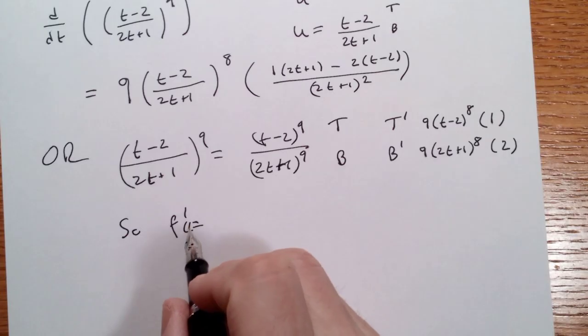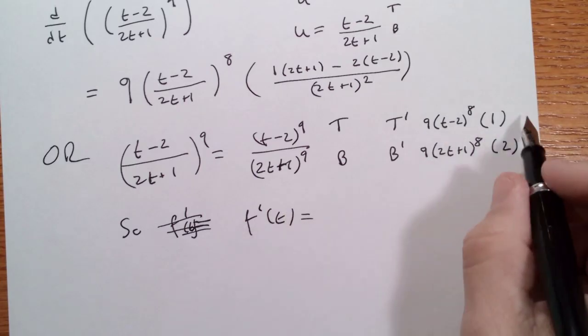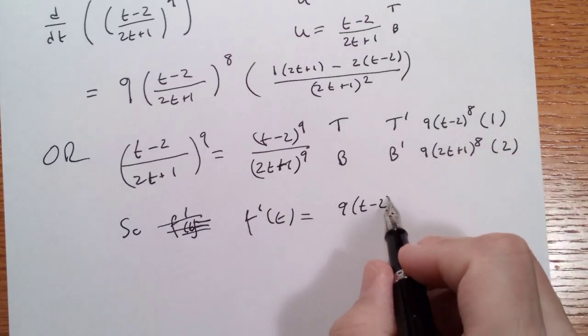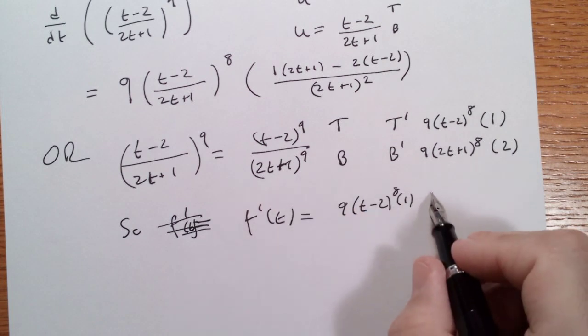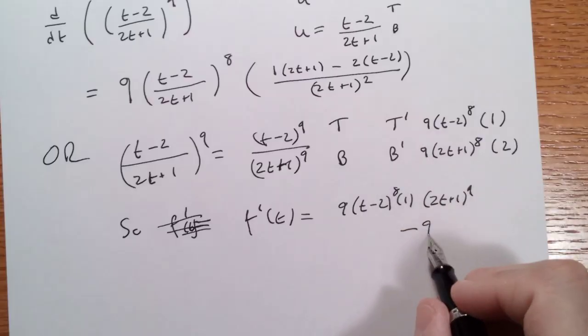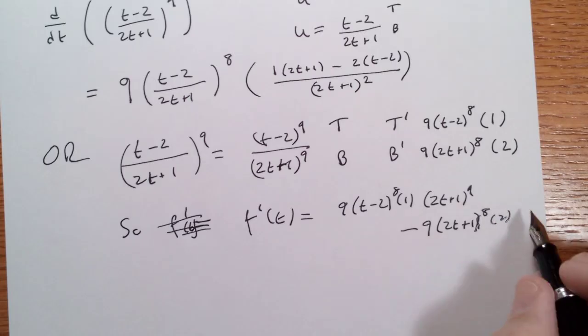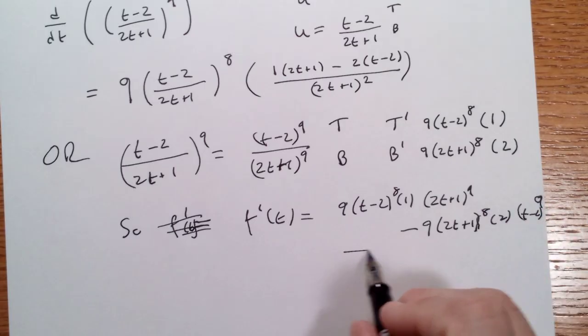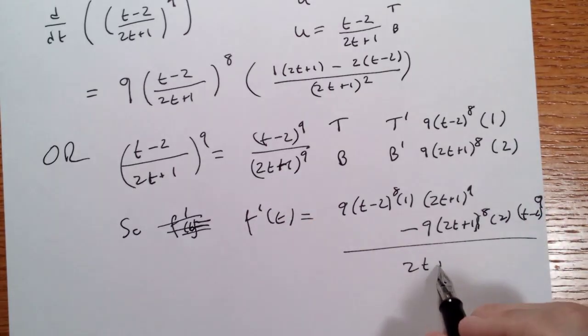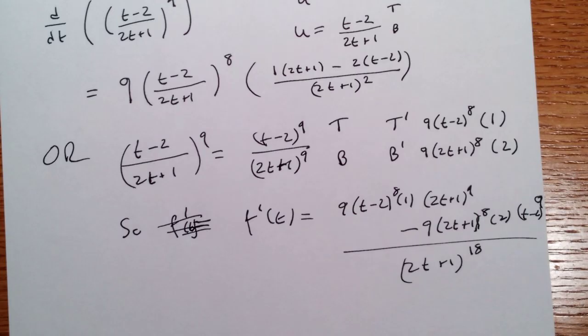F prime of t. Derivative of the top times the bottom minus derivative of the bottom times the top all over the bottom squared. It's already to the ninth power. When I square, I multiply the powers together.